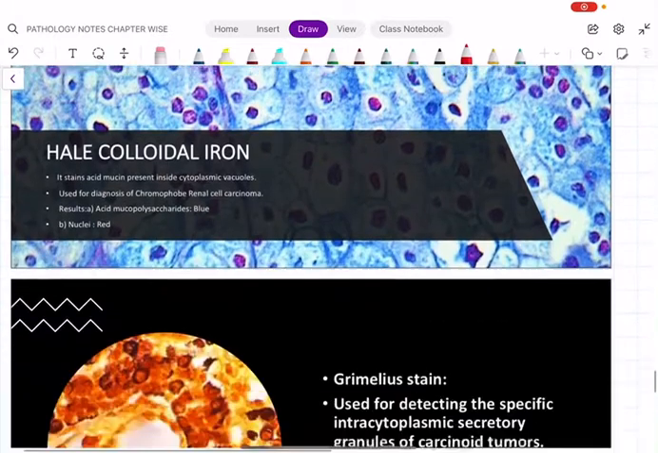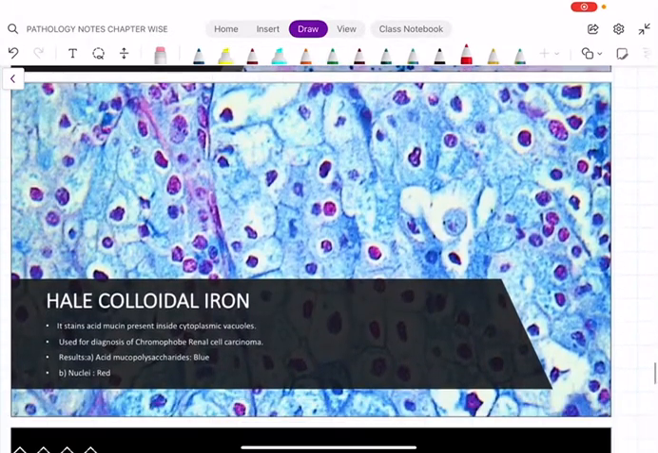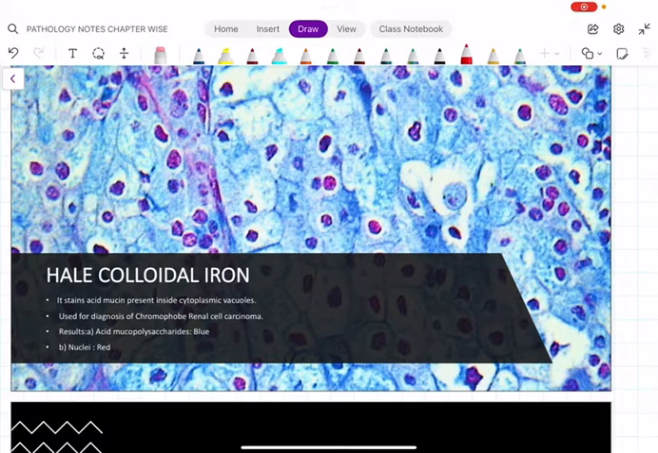Yes, we have one more stain called Hale's colloidal iron. What is that? Even though the name indicates iron, actually it has nothing to do with iron. There is a condition called chromophobe renal cell carcinoma. In renal cell carcinoma we have a lot of variants, out of which we have the clear cell variant, and one variant is called the chromophobe variant. In the chromophobe variant, the acid mucins or acid mucopolysaccharides are stained. I told you Alcian blue is for mucins, but for acid mucopolysaccharide we have a more specific stain called Hale's colloidal iron.